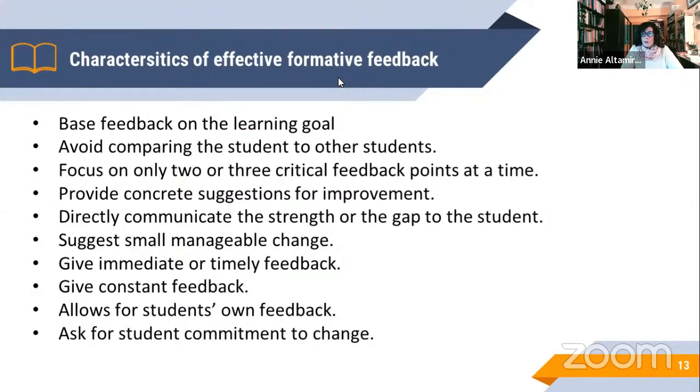Okay, how? We need to teach them. And also, we need to allow them to communicate their own perception of their own weaknesses and strengths, and ask for their commitment to change. That is, it's not enough that we give feedback, but they have to act upon it. And we have to require proof of this change.